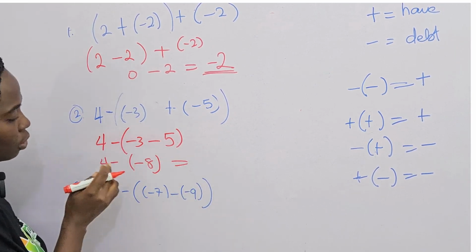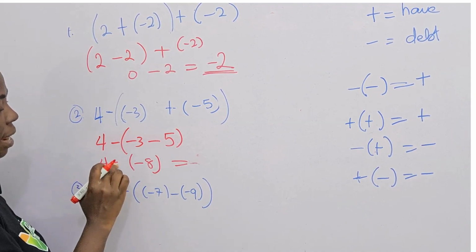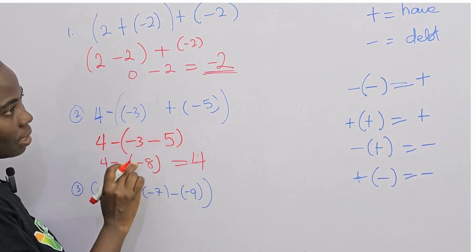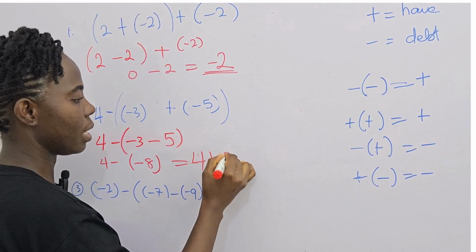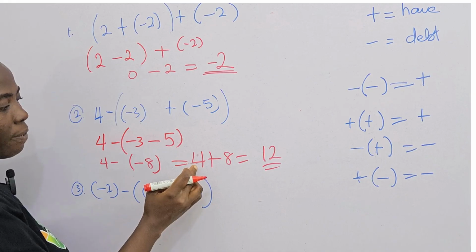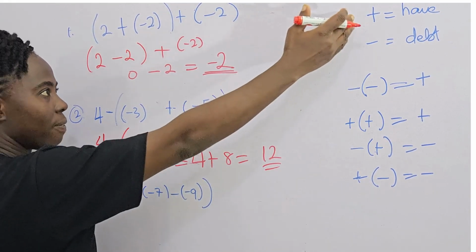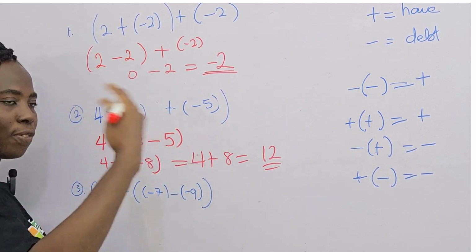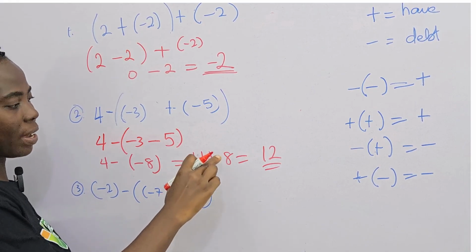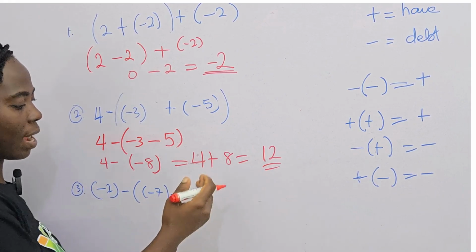Now we have 4 minus minus 8. 4 minus, minus plus 8, and the answer is positive 12. Remember, this person is having 4 and is having 8. I've explained this issue of having and debt in the first video, so if you have not seen that, please check that. So this person has 12 altogether, no debt, and that is our final answer.